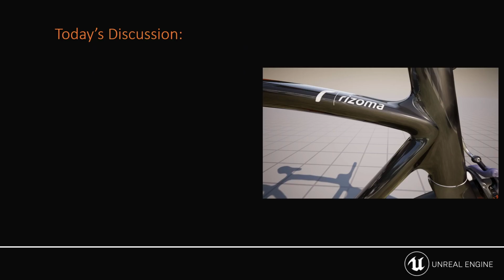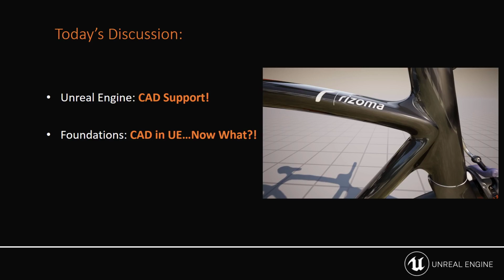So let's take a look at a bit of the agenda for today's discussion. We'll do an overview of Unreal Engine and how it relates to CAD data, or for that matter, support of CAD data. And we're going to take a look at some foundations. Once we get this CAD data into Unreal Engine, now what? What do we do with it? How do we work with it?